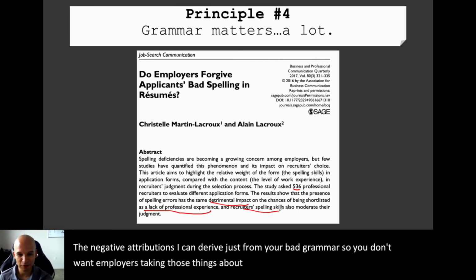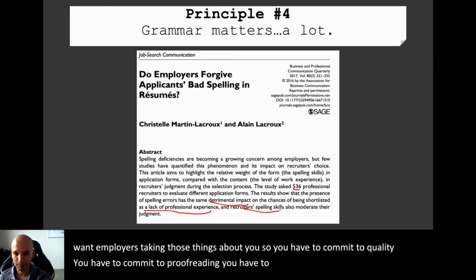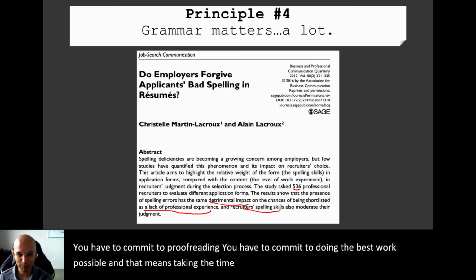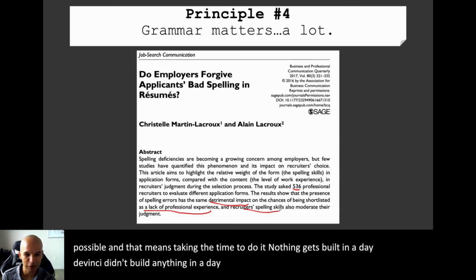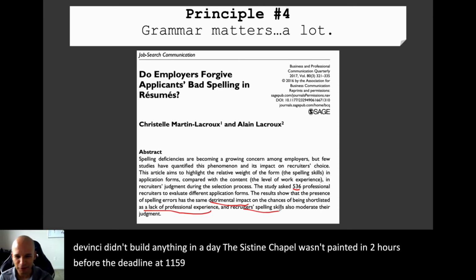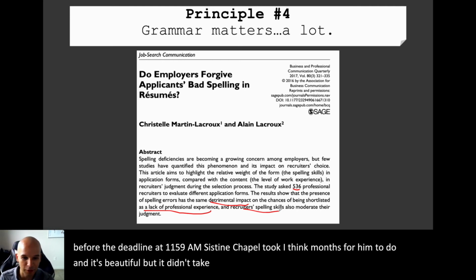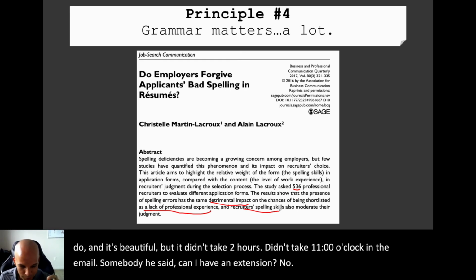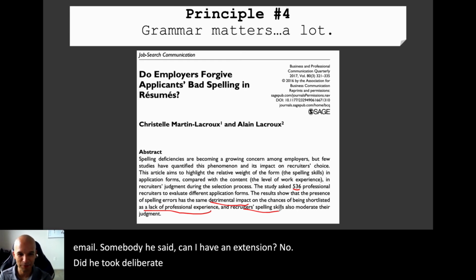So you have to commit to quality, you have to commit to proofreading, you have to commit to doing the best work possible, and that means taking the time to do it. Nothing gets built in a day. Da Vinci didn't build anything in a day. The Sistine Chapel wasn't painted in 2 hours before the deadline at 11:59 a.m. The Sistine Chapel took, I think, months for him to do, and it's beautiful. But it didn't take 2 hours. It didn't take until 11 o'clock, and then he emailed somebody and said, can I have an extension? No, he did it. He took deliberate planning and time. Same with the job.